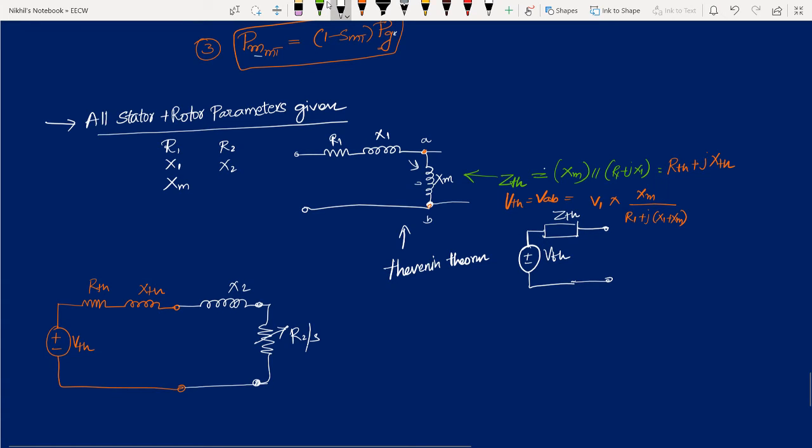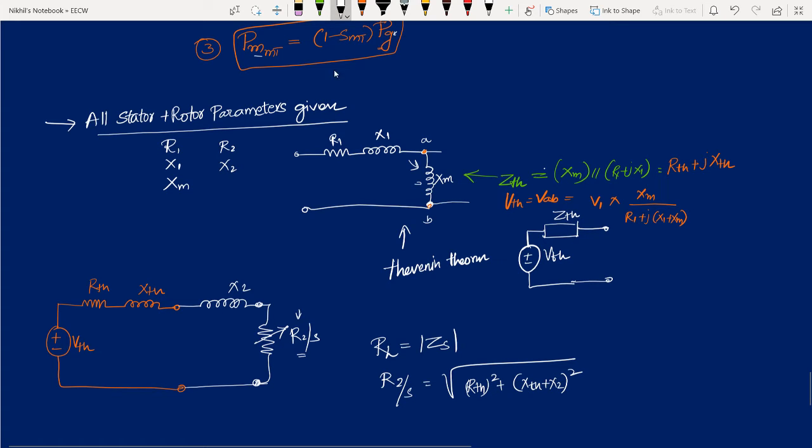Now to this circuit I am applying the maximum power transfer theorem in order to find the maximum power transfer to the rotor resistance component, isn't it? Now understood what I am telling? So my RL must be equal to the source impedance magnitude. What is my RL? R2 by S. What is my total source impedance? The source impedance I can write like this: square root of RTH whole square plus XTH plus X2 whole square, isn't it?